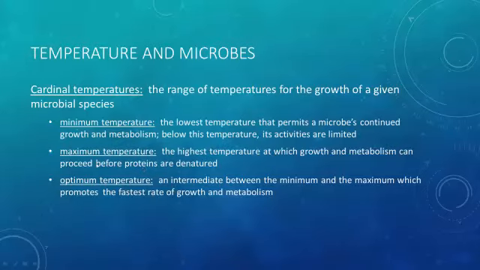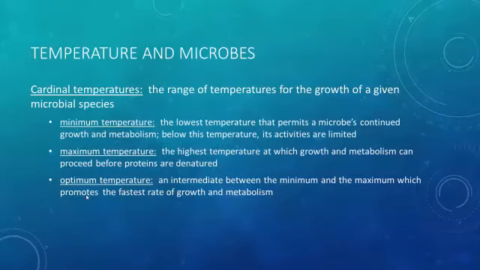The maximum temperature is the exact opposite. This is the highest temperature a microbe can live at. While microbes have more flexibility on the lower end, if the temperature gets too high, they will die when their proteins start unfolding. Remember what this term is? That's right, denaturing. The optimum temperature is where you see the best and fastest rate of growth.